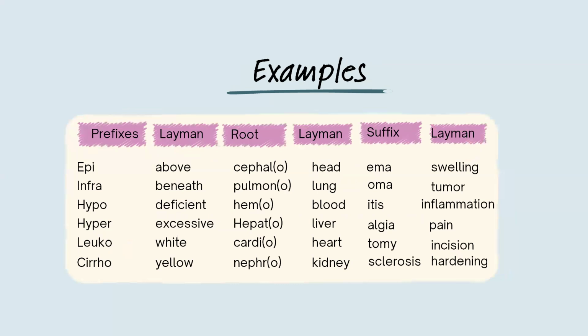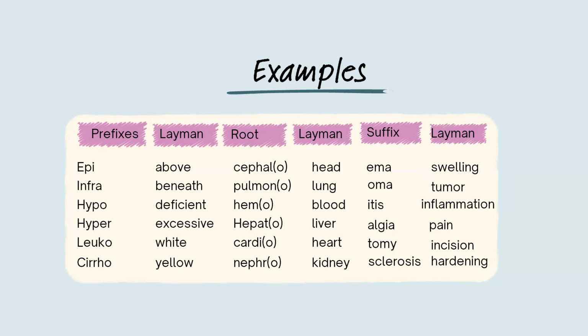Here are some examples that will help you to understand. So let's begin with the prefixes. Like in scientific language, we use the word epi, and in layman language, we use above. Infra for beneath, hypo for deficient, hyper for excessive, leuco for white, and xantho for yellow.